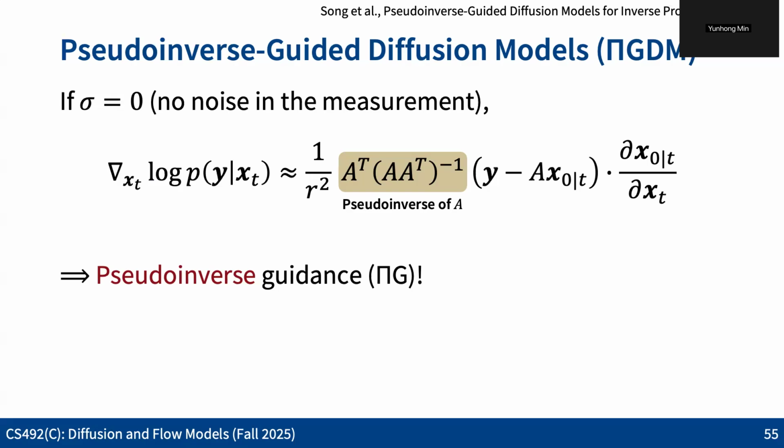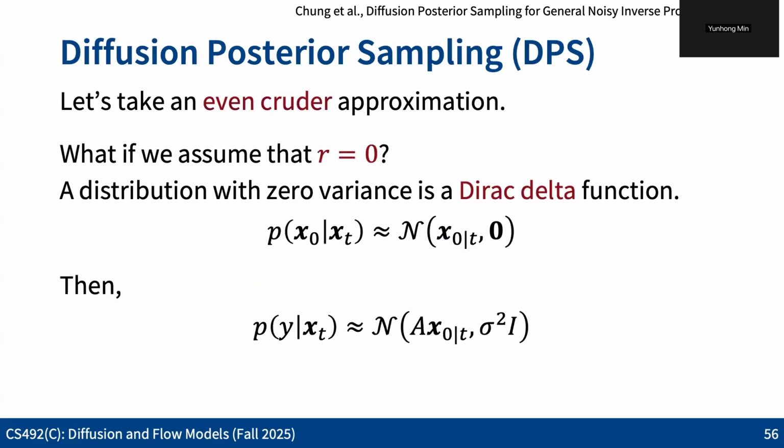So this is one idea. The other idea is that we are really going back to an even cruder approximation. What if we assume that this distribution is not simply a Gaussian distribution, but a Dirac delta distribution like this? This is the case that we have seen in the first test. With this very crude, really bad approximation, we can directly define this conditional distribution, the likelihood of y conditioned on xt, as a Gaussian distribution like this.